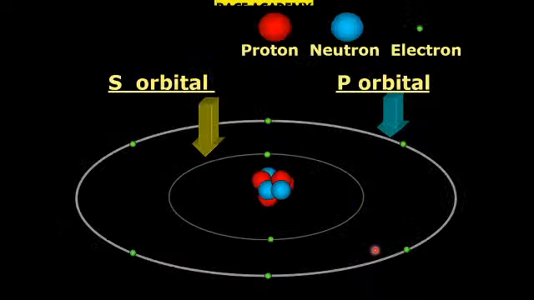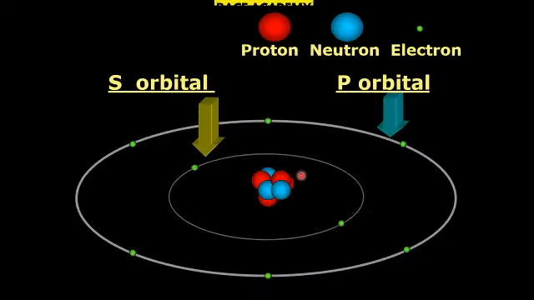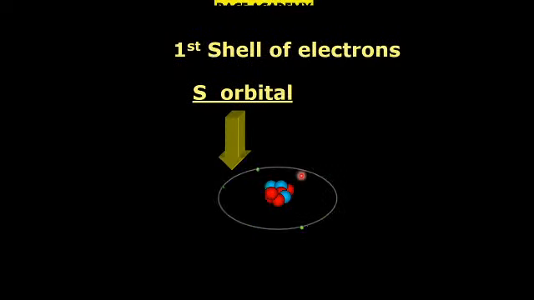When it comes to the comparison between the s orbital and the p orbital, see here the s orbital, where electrons revolve like this, and the p orbitals here. If you see the electronic configuration, in the first shell we have the s orbital with 2 electrons revolving around the nucleus. We are observing this here.